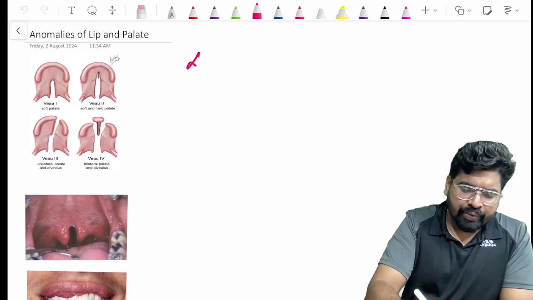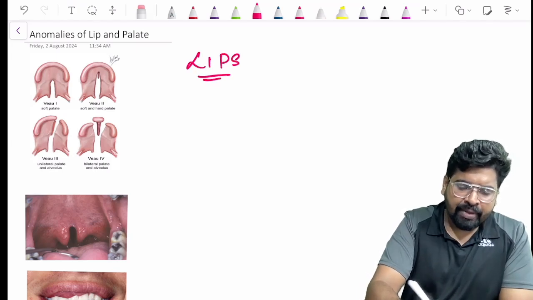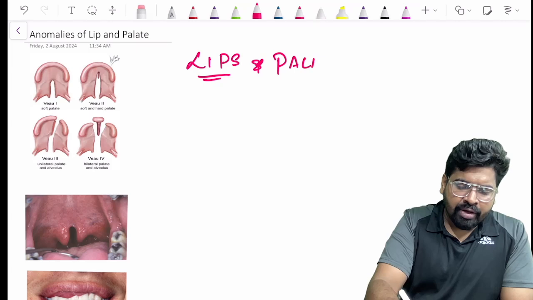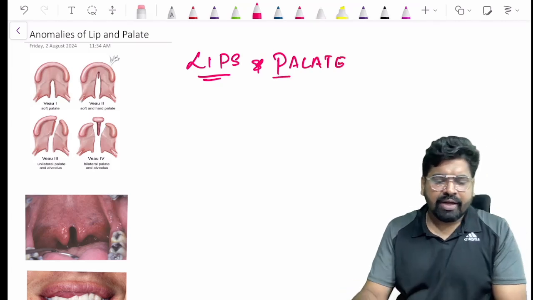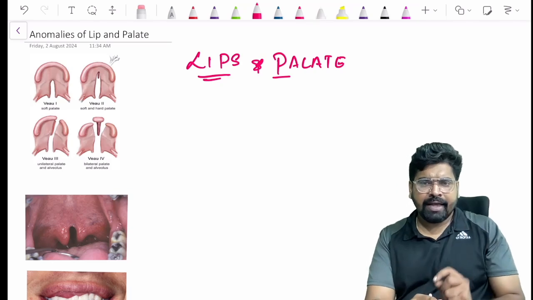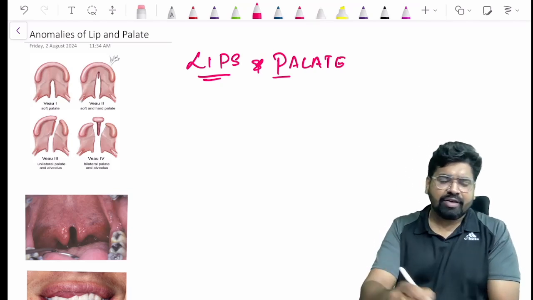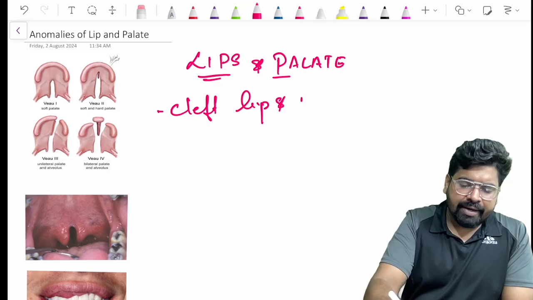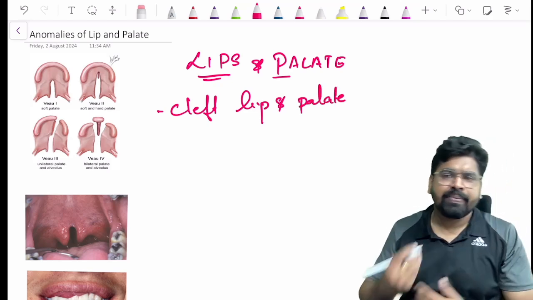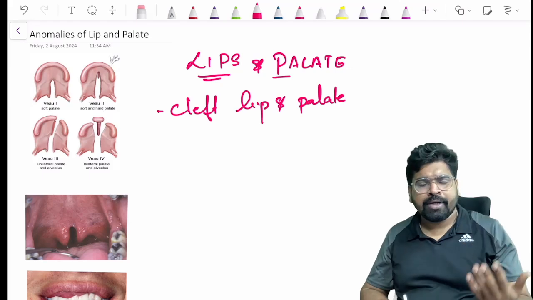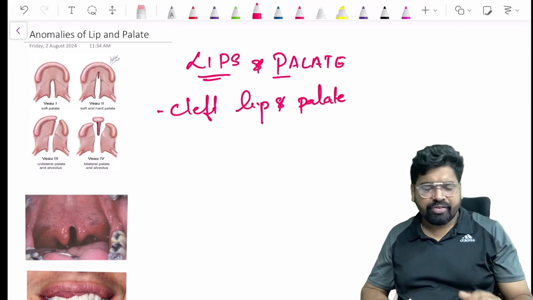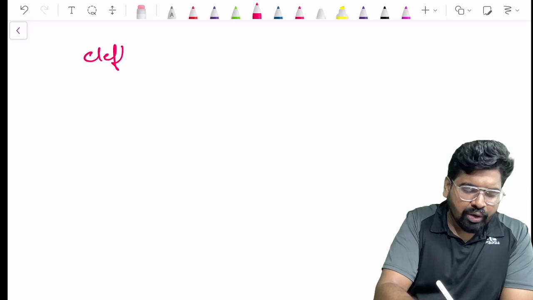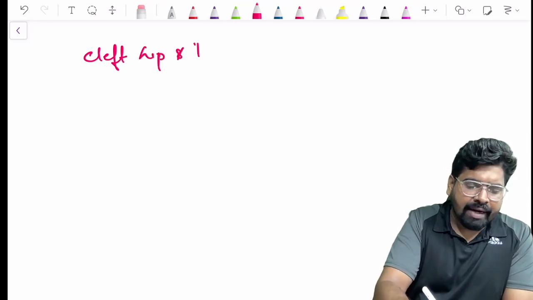Mainly lips and palate is what we are going to start with. You know that the major developmental anomaly that affects your lip and palate is clefting, right? Cleft lip and palate is the very famous, very popular and very common anomaly of your lip. Let's see what to learn in cleft lip and palate.